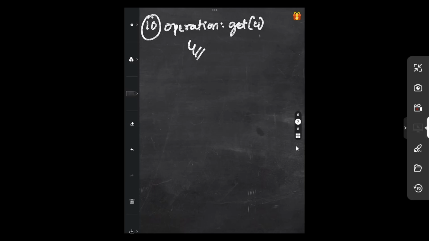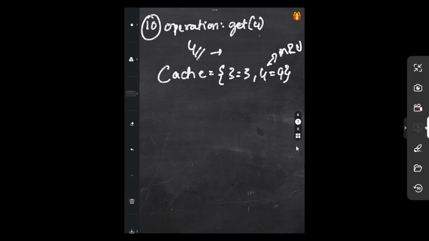We will be marking the 4 as recently used by reinserting it. And finally the cache will be 3 equals 3 and 4 equals 4. In this step 4 is the most recently used, and 3 will be the least recently used, right? So the output will be 4 here.